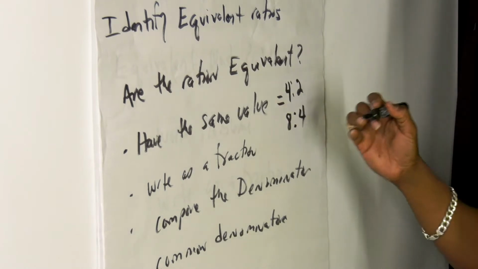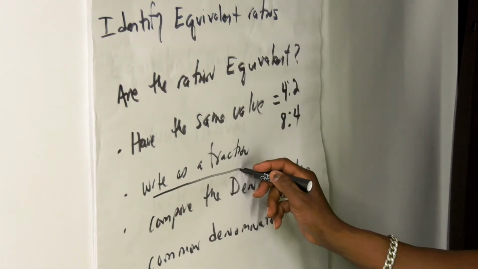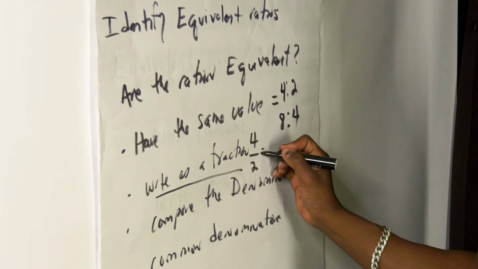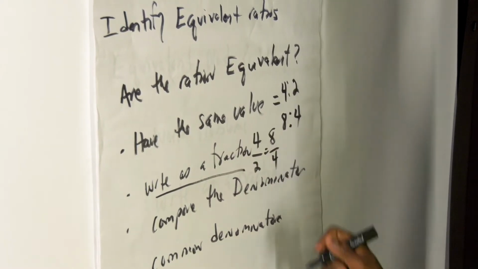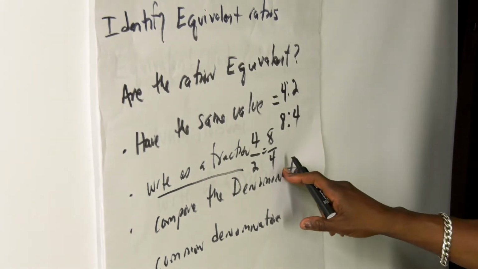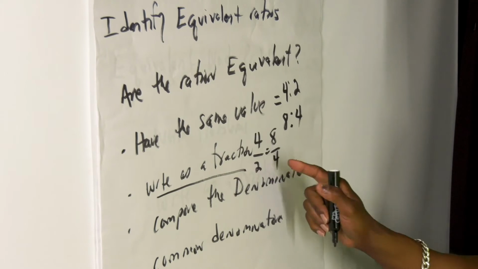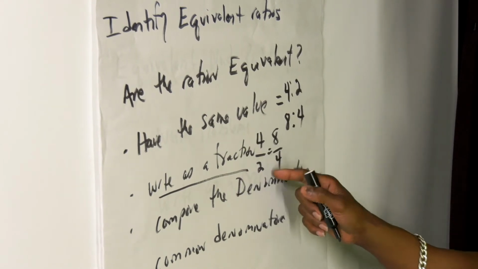So the way you can do this easily, you can rewrite this as a fraction, which would be 4 over 2 is equal to 8 over 4. And we can look at the denominators and see that they are both equal. First of all, they're even. 2 and 4, which 4 is a multiple of 2, 2 times 2 is 4.